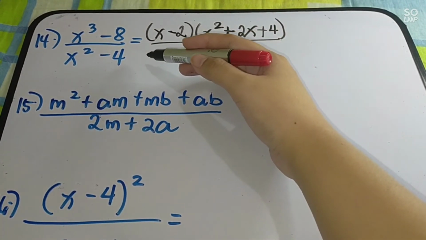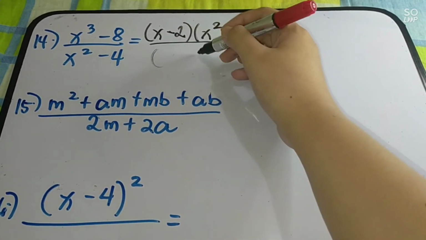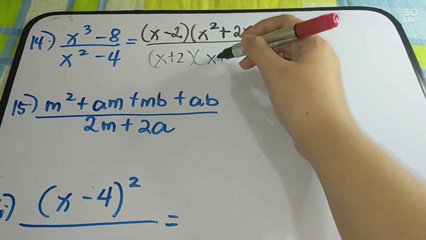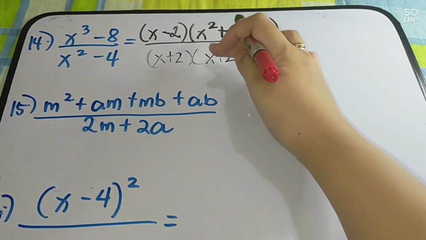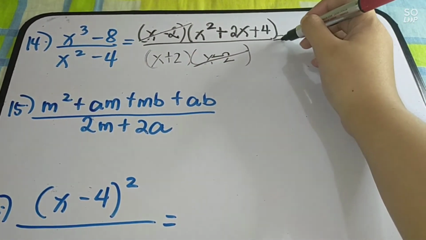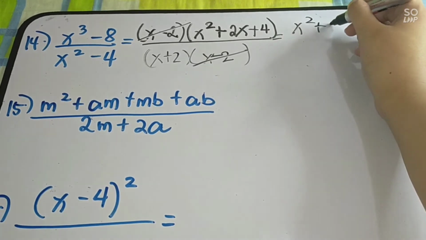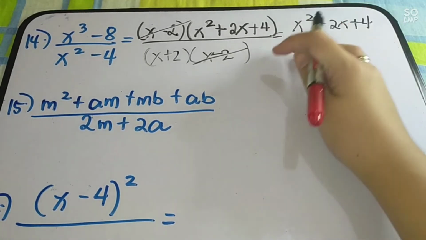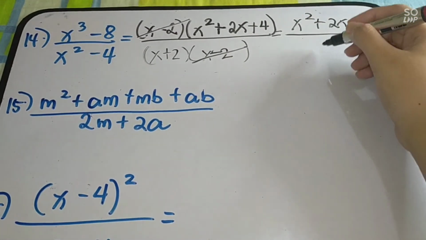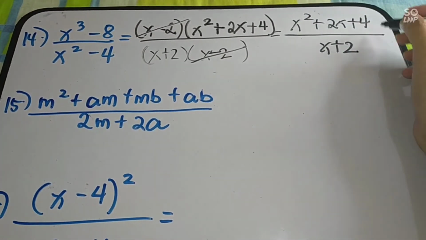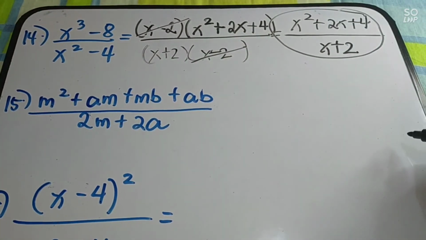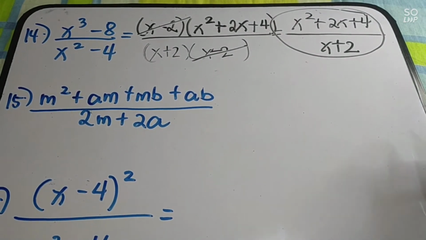Then, x squared minus 4, difference of 2 squares yan. So, meaning, you have here x plus 2 at saka x minus 2. Then, cancel mo lang yung x minus 2. Cancelled out. So, matitira na lang is si x squared plus 2x plus 4, which is wala nang common, hindi mo na rin siya pwede i-trial and error, then over x plus 2. So, ito na yung pinaka-final answer. Is it clear? Next tayo, number 15.